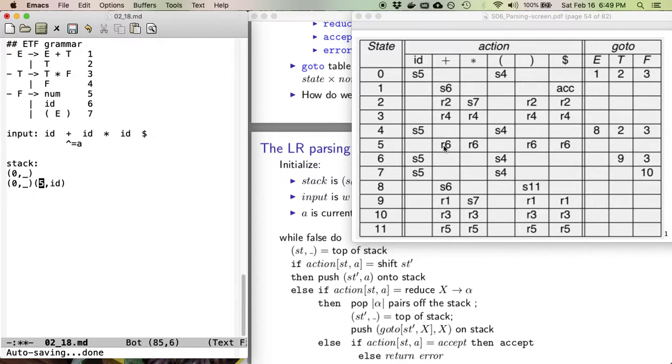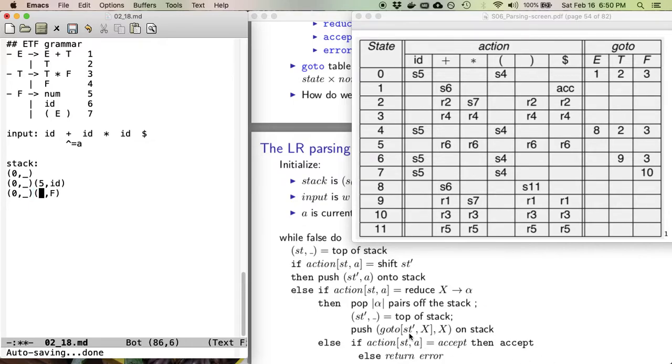We do a reduction by production number 6. And so what does that tell us to do? That is this phrase here, we're reducing by number 6, right? So 6 is factor goes to identifier. So that tells us that we're going to end up with a factor on the top. And the right-hand side is just one symbol long, so we're going to end up with 0, underscore at the top of our stack. We popped off the identifier.